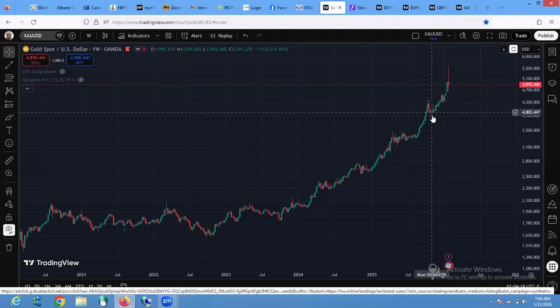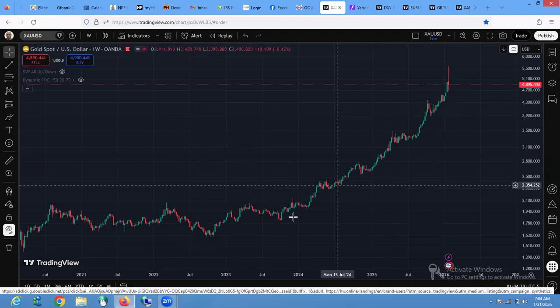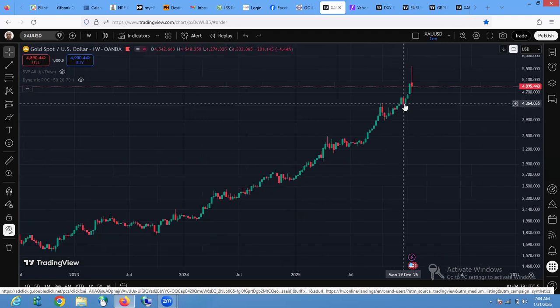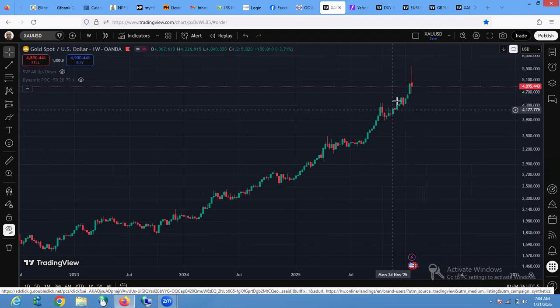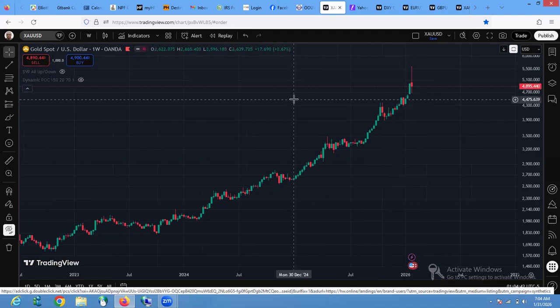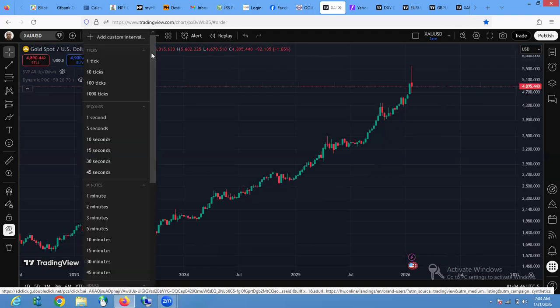Right from this area, you can count your 1, 2, 3, 4, 5 waves. So this is your wave 1, wave 2, the wave 3, and the wave 4. So this is your wave 2 here. 1, 2, 3, 4, 5 of wave 1, wave 2, wave 3, and then wave 4, and it's going to go back up. So you have to look for the buy setup on the lower time frame.